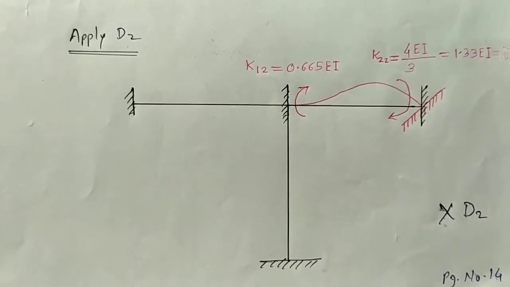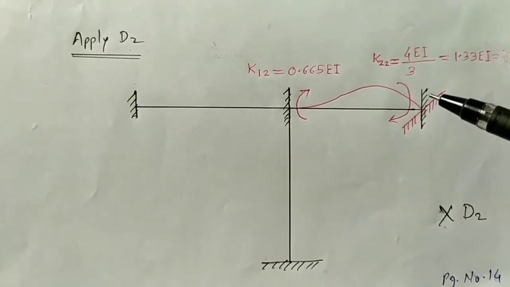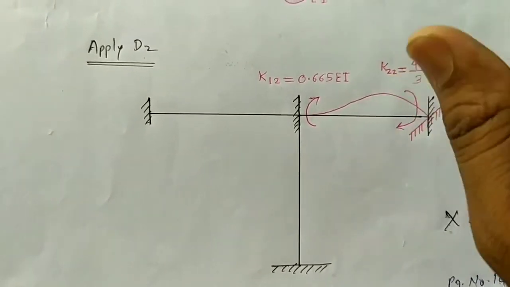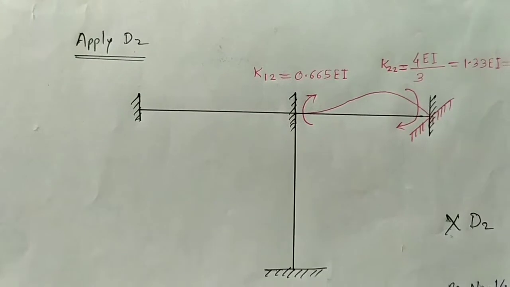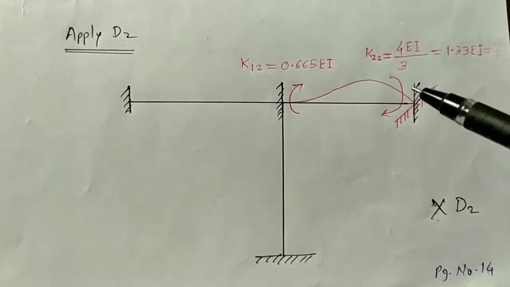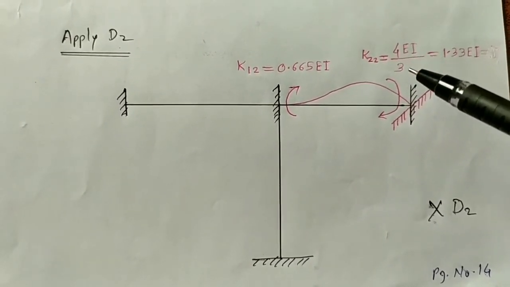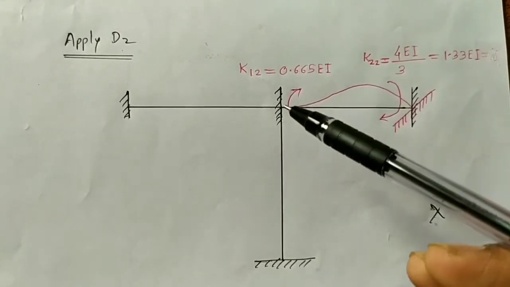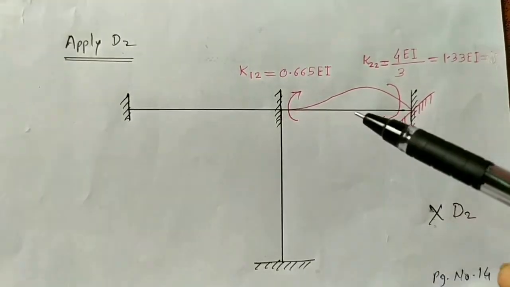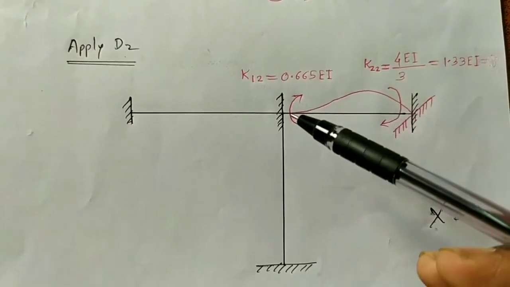Now apply D2. D2 is nothing but theta C, which we treated as clockwise. So forcefully pick this joint C and rotate it in a clockwise direction. Because of this rotation, we get this deflected shape. To get theta equals 1 at this position, the moment required is 4EI upon L, and half of it gets transferred to the next joint. This is joint C, this is joint B. So the next joint moment transferred will be MBC.